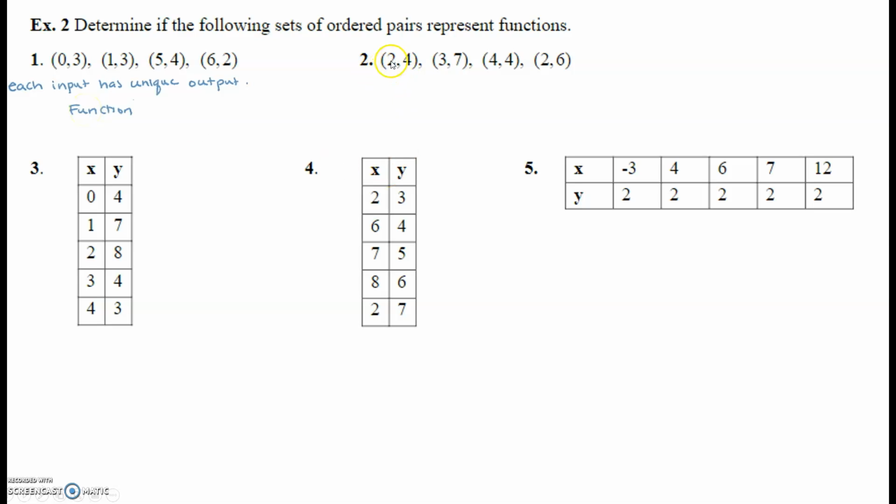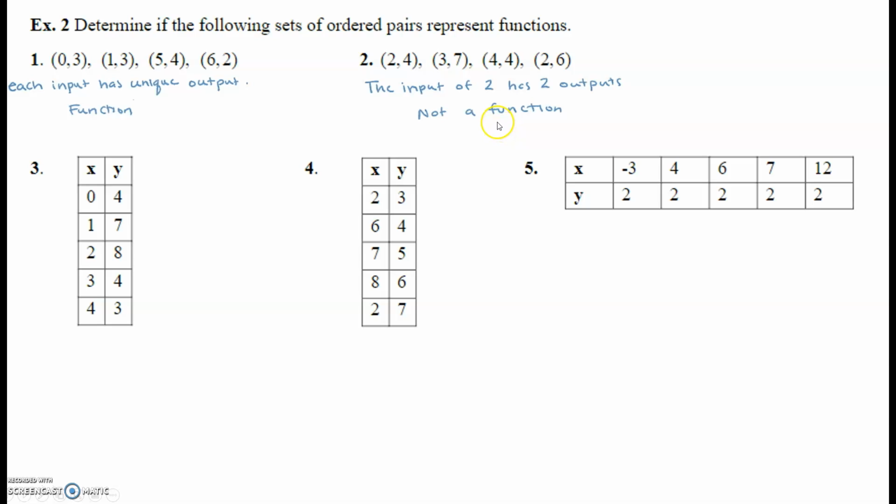Then number 2, looking at the x values again, I have 2, 3, 4, and 2. So 2 is repetitive. It's there twice. It says if I plug in 2 here, I get 4. But if I plug in 2 here, I get 6. So that input of 2 has 2 different outputs, so it's not a unique one, so it's not a function.